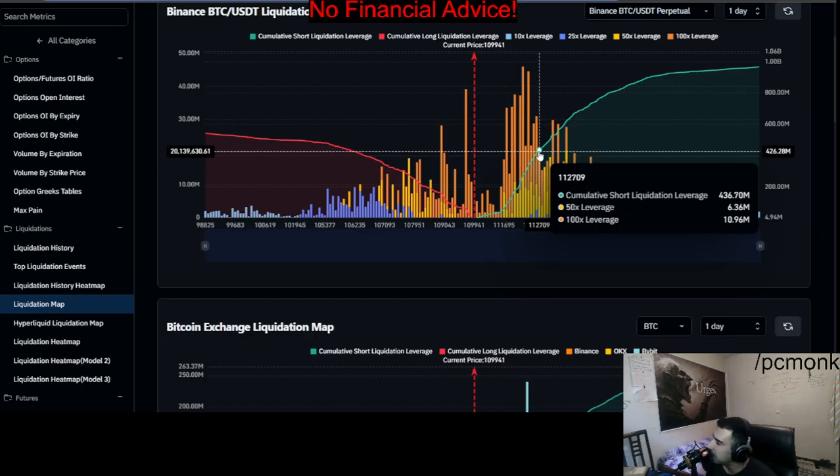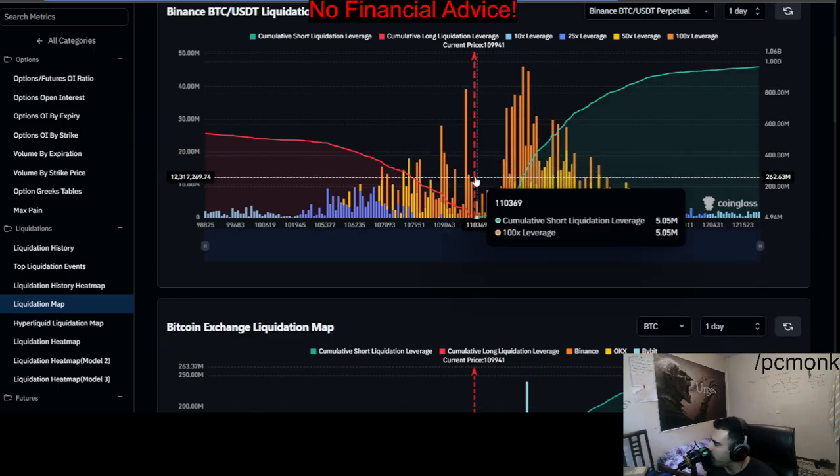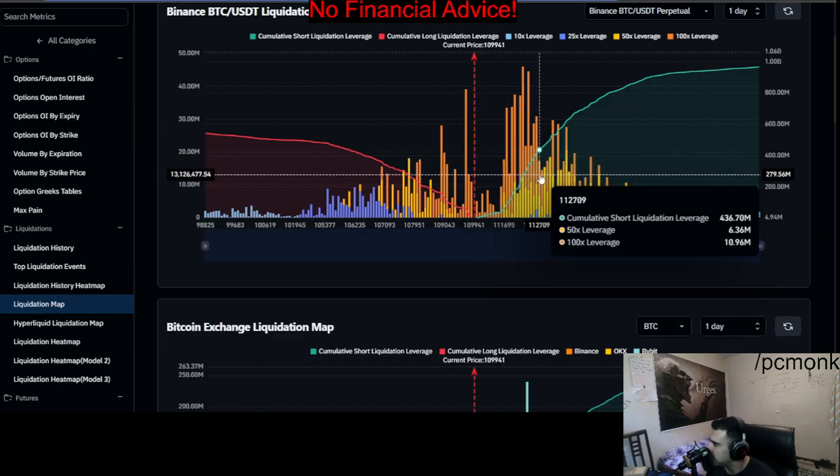But there's another thing. It says cumulative short liquidation leverage 436 million, meaning if we start to liquidate, if we come up from here all the way to this, that's going to be the sum of the whole liquidations. Cumulative short liquidations, meaning the sum of all the liquidations until that specific point. So now we know that as well.